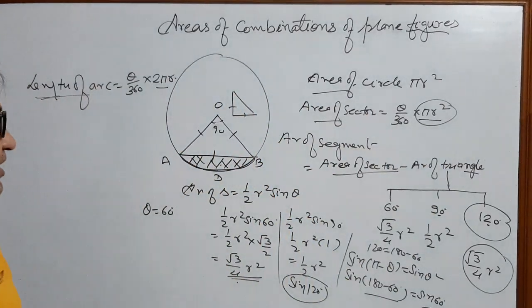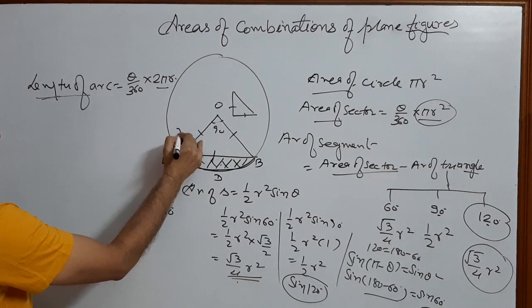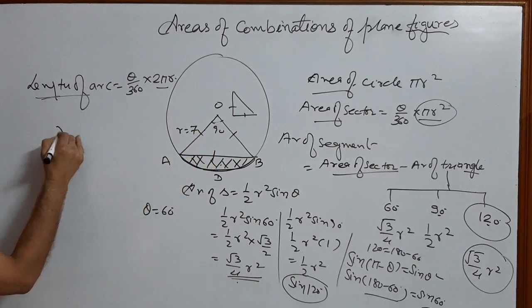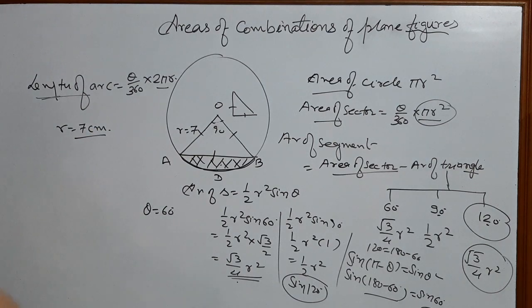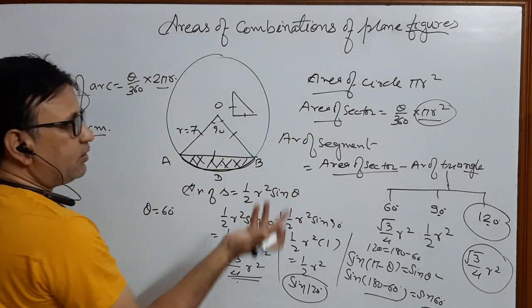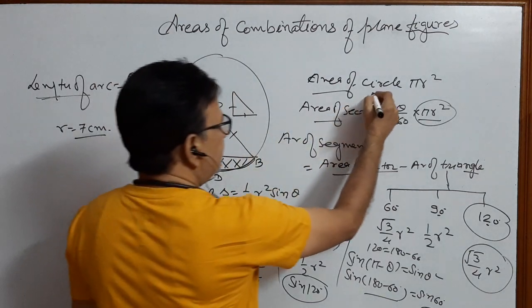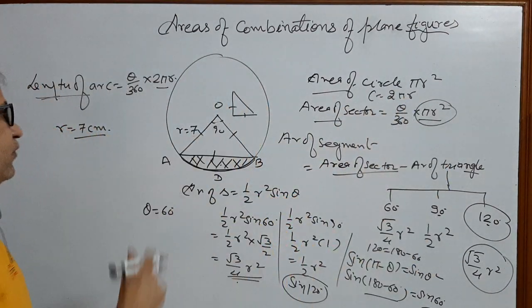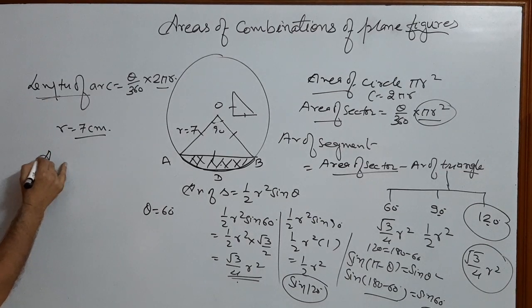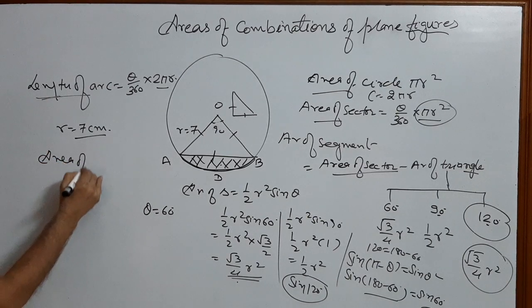Right? Now let us take one example. Suppose the radius is given as 7 centimeter. So the area of circle you can find by pi r square, isn't it? Circumference you can find by c equals 2 pi r, isn't it? Then find the area of sector.